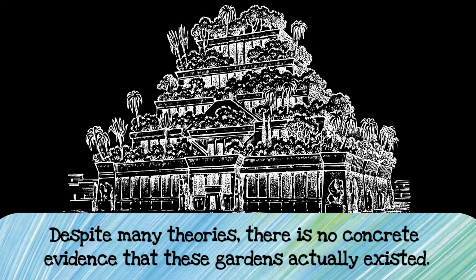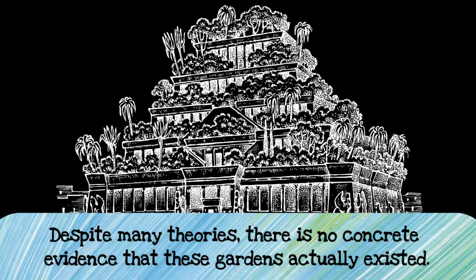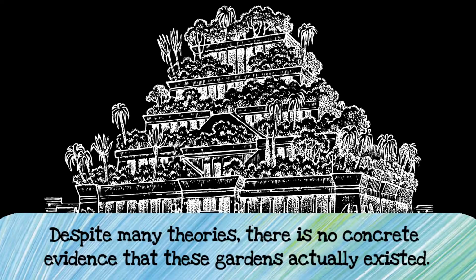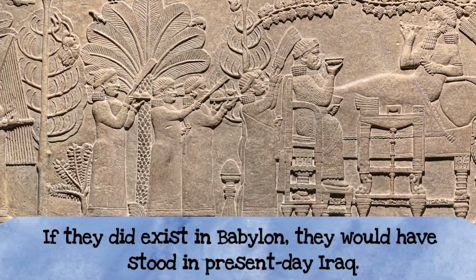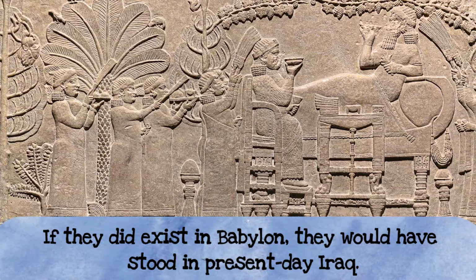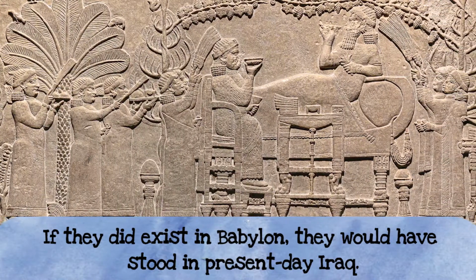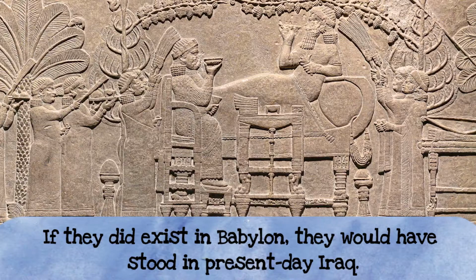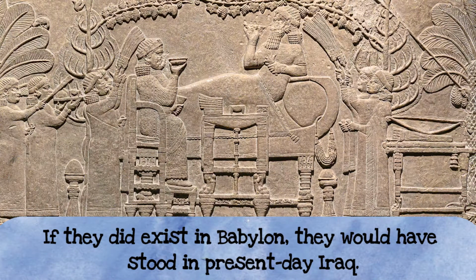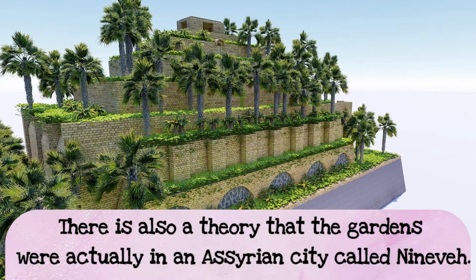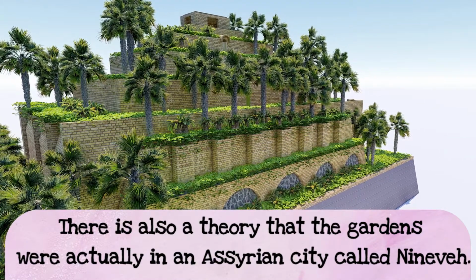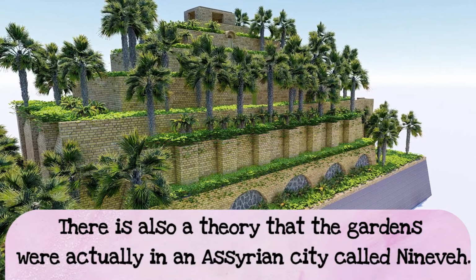The most difficult thing about the Hanging Gardens of Babylon, it's the only one of the 7 wonders of the world that there is no evidence that they even existed. Babylon was the city where these hanging gardens were, and reportedly they were built by Nebuchadnezzar II for his wife, Amytis. Babylon was a city that is in what is today modern-day Iraq. And there is another theory that the gardens were actually in an Assyrian city in a place called Nineveh.